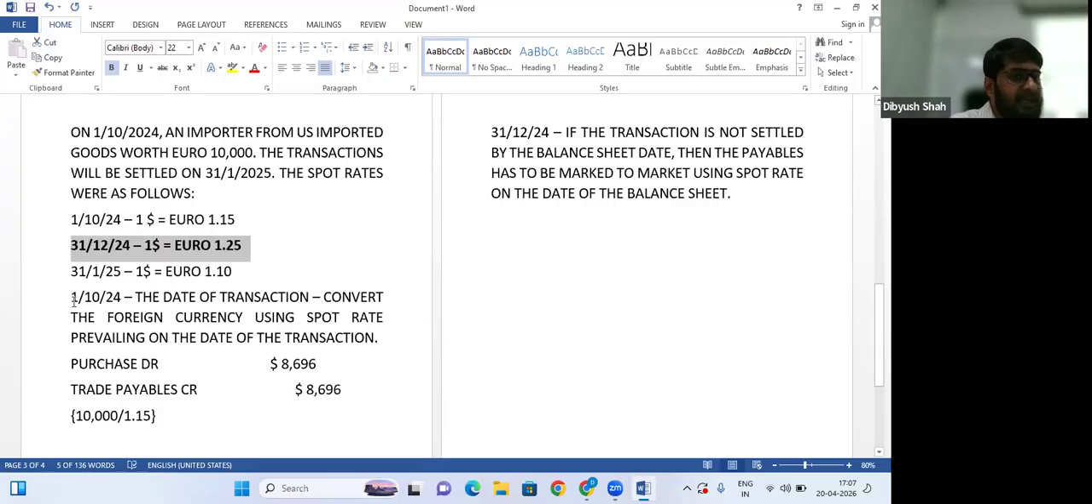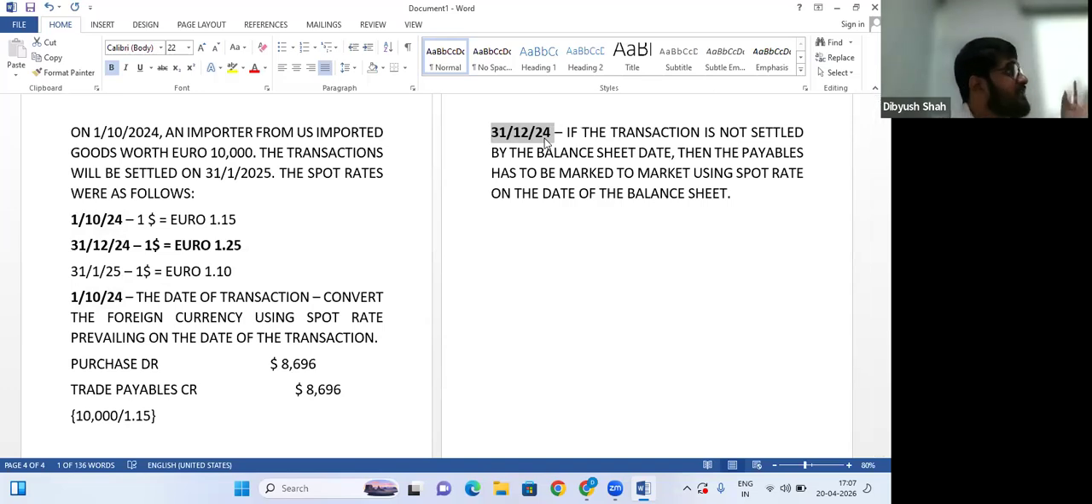The date of the transaction was 1st of October. So I used that date's spot rate, the date of transaction. Now here the balance sheet date is 31st December. So again I will use that date's spot rate.